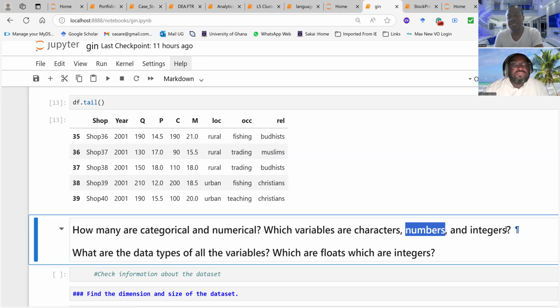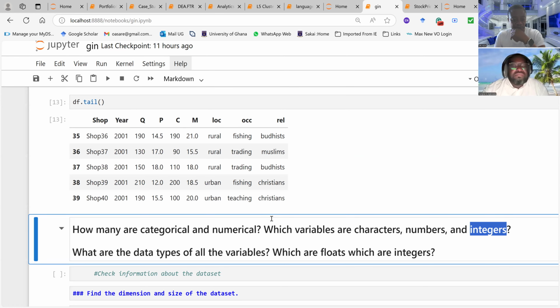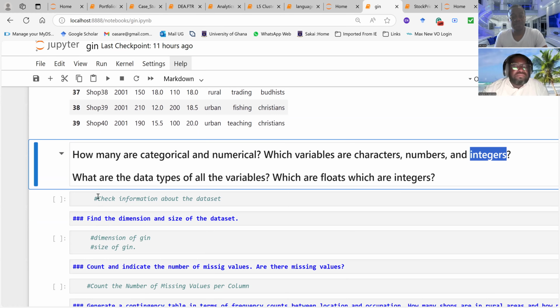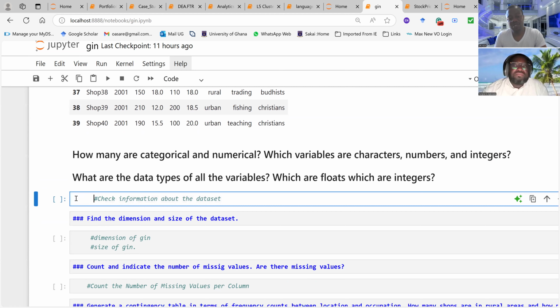Good. Which variables are integers? That's tricky. Q and C. The letter you are seeing here, which variables are integers? Q and C. Very good. Now, which variables are floats? P and M. Very good. Now, you can check the information of everything we said by using the information section.